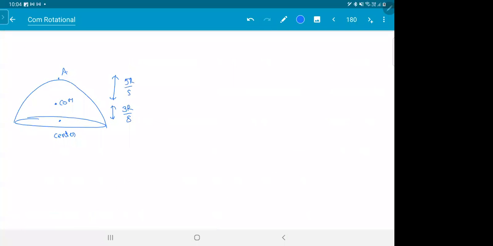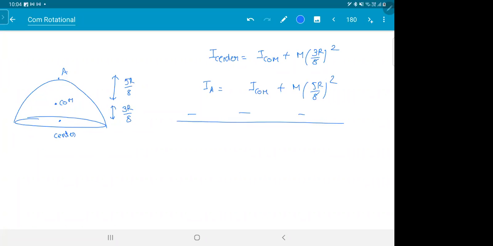This is 5r by 8. Then the story is same. What is I center? I center of mass plus m into 3r by 8 whole square. What is IA? I center plus mass into 5r by 8 whole square. Subtract them, because I don't want I center of mass. Then I center is 2 by 5 mr square.